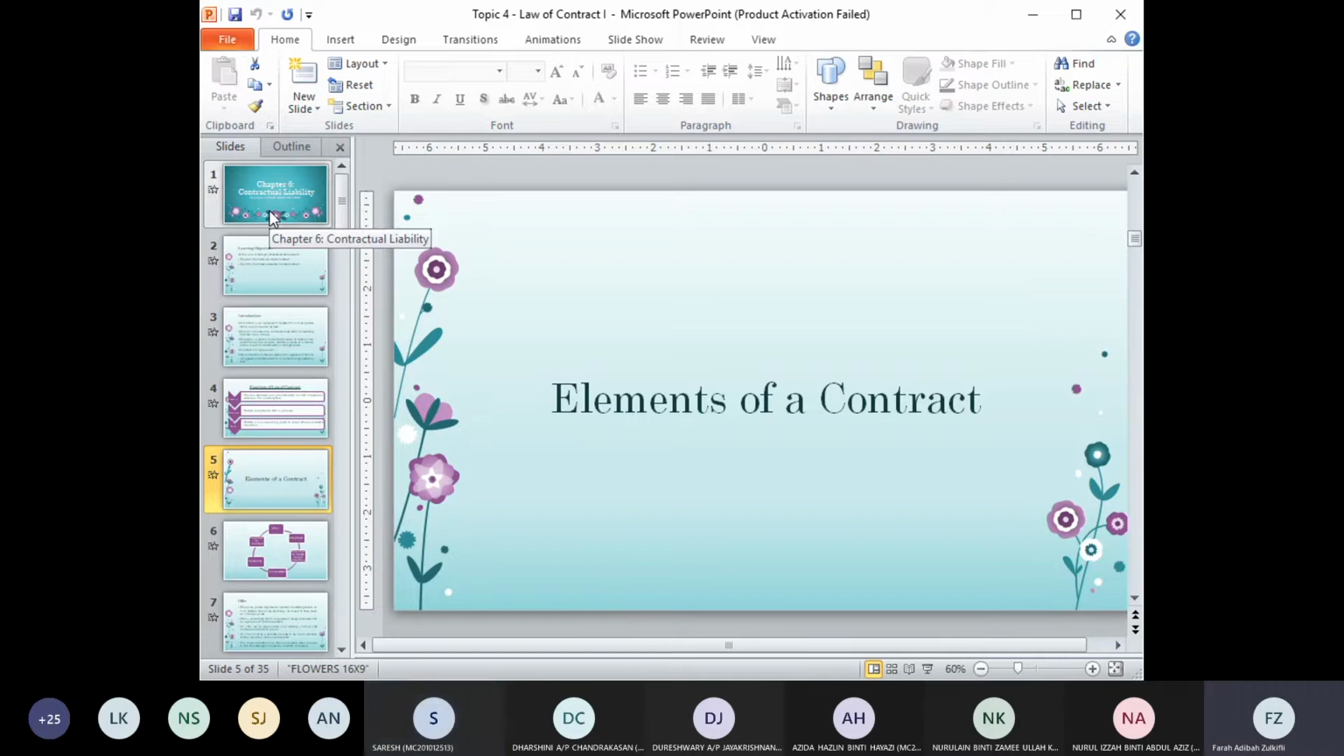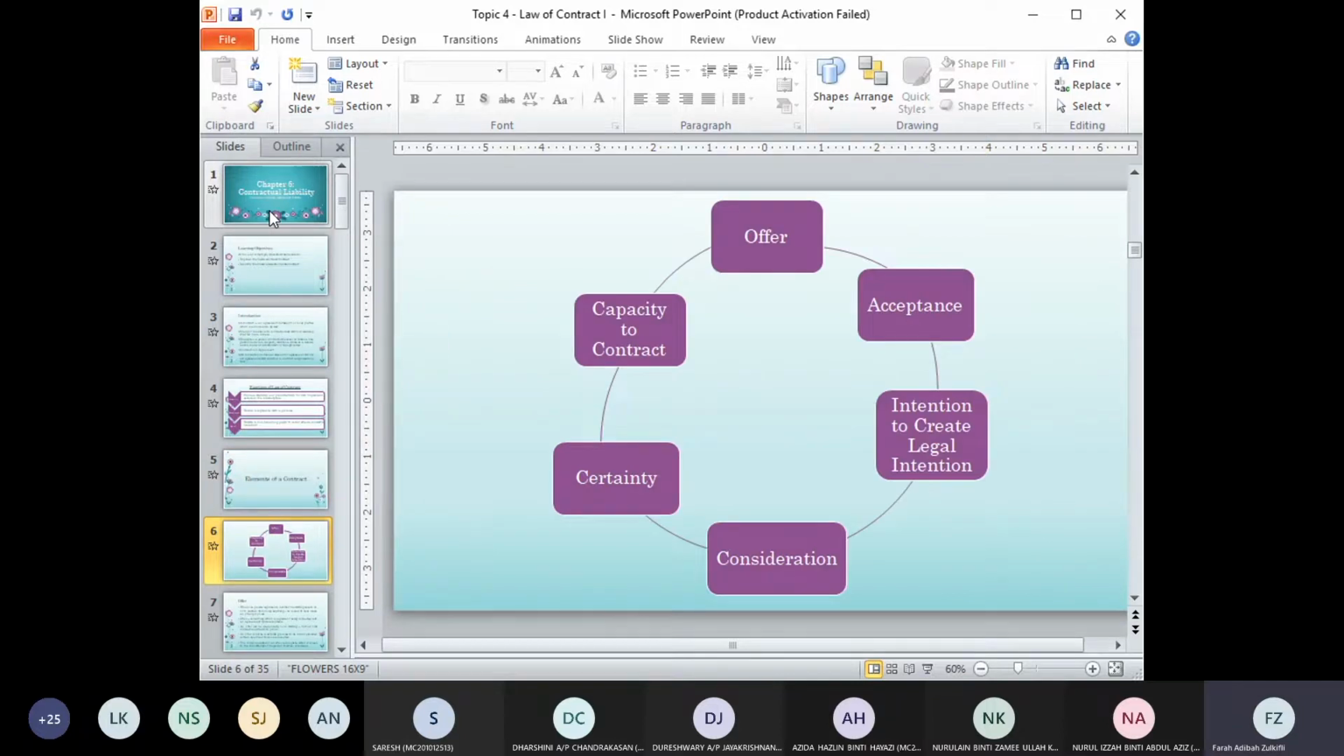Okay, so look at the elements of a contract. If you want to create a contract, you must make sure that your contract fulfills all these elements. There are 6 elements for a valid contract. The first element is that there must be an offer. If you want to have a contract, first there must be someone who offers to do something or offers not to do something, and there must also be another party who accepts the offer. So first you must have an offer.